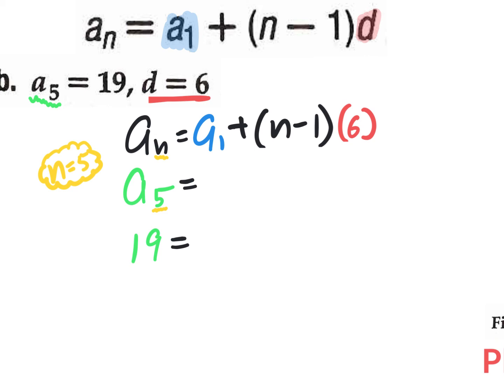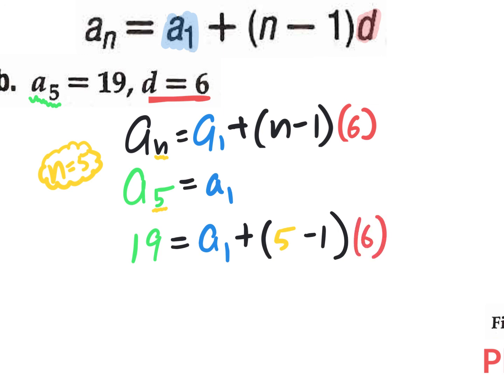Now, what does that mean? That means that when I plug in a sub 1, actually, let me do it down here. A sub 1 plus n minus 1. Instead of n, I'm going to plug in a 5 minus 1 times that common difference, 6. Let me pause right there. You guys understand what I just did?